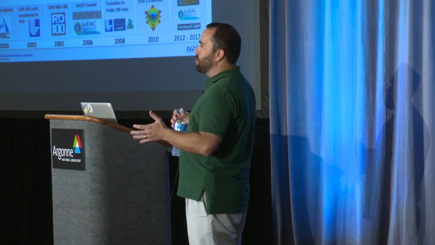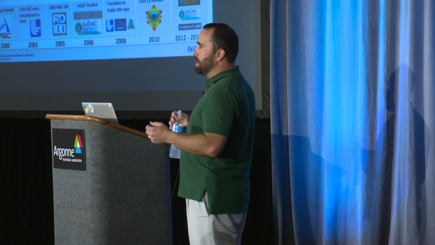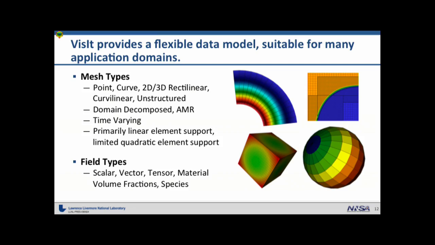But there's about 20 people scattered around, mostly around the US, but there's a few people elsewhere who also contribute to VisIt. So VisIt's data model is built on VTK, but there's some swizzles to that. From your perspective, you can think about it as it has a lot of different computational mesh types that you would care about writing a physics code. And it supports a lot of different field types that you would care about, such as scalars, vectors, tensors.